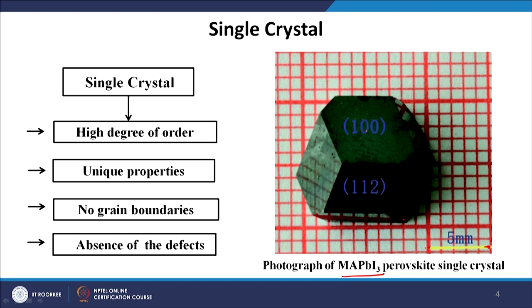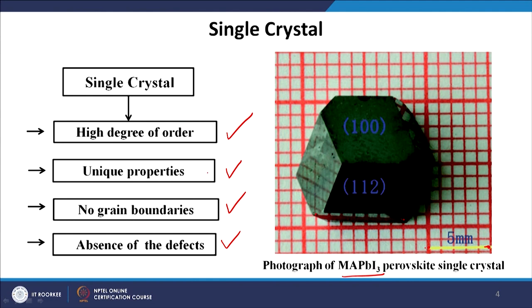Single crystals have a high degree of order, and they have unique properties, very often different from their bulk counterpart. Usually they do not have grain boundaries, and we expect an absence of defects. We expect the number of trap states or defect states to be much smaller in comparison to a polycrystalline bulk counterpart. So single crystalline materials obviously offer us some advantages in terms of the degree of crystallinity, high degree of order, and no grain boundaries.